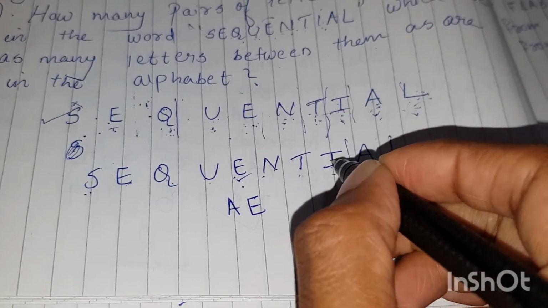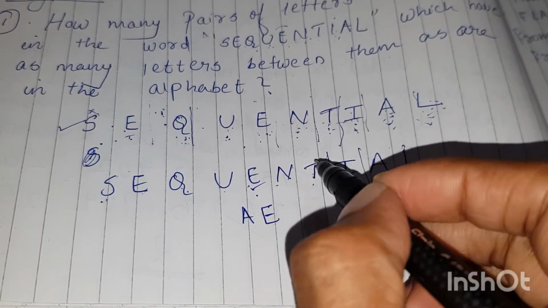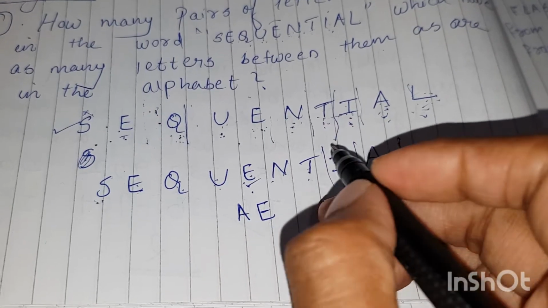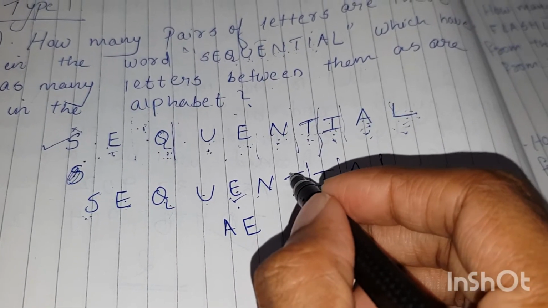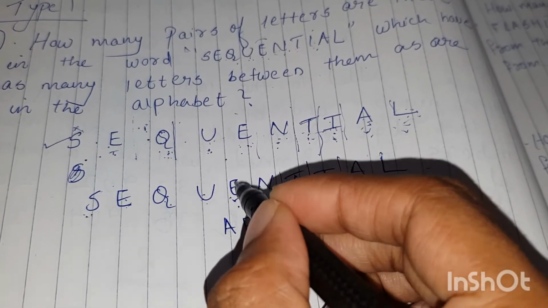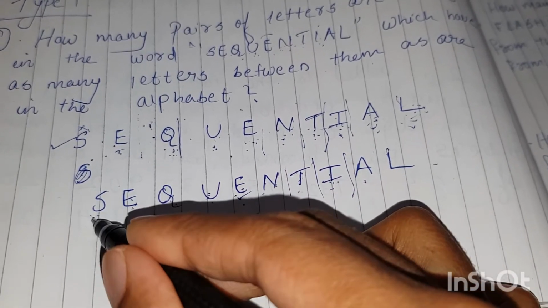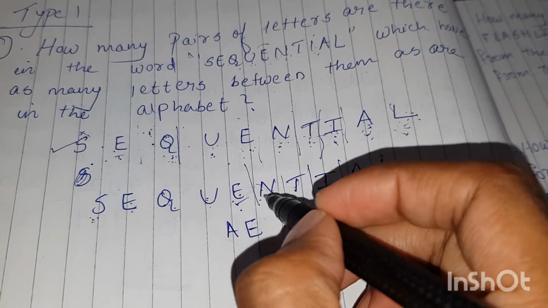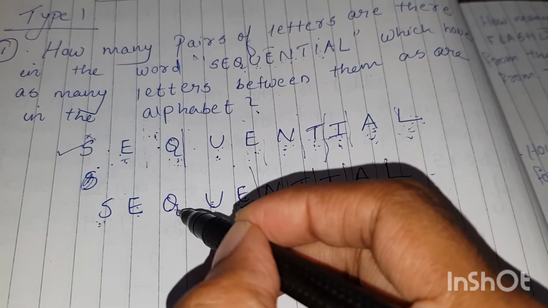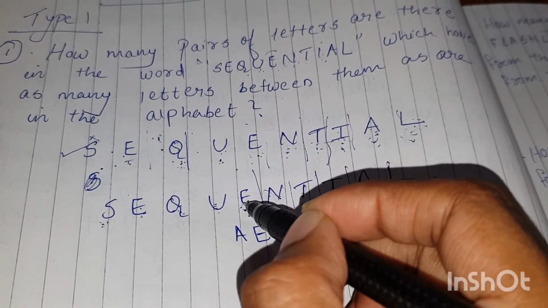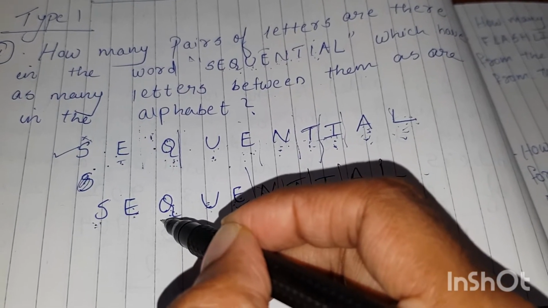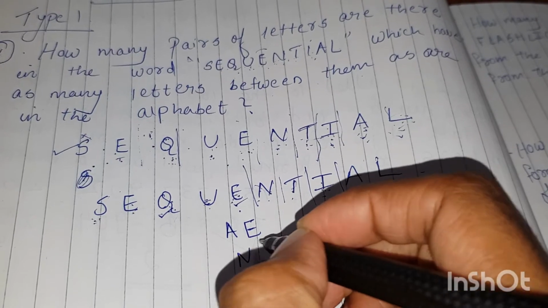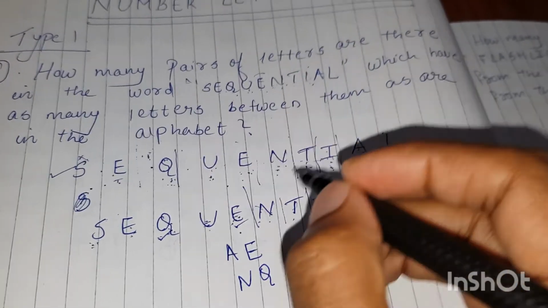Next letter is I. After I you have to count J, K, L, M, N, O, P. No letters. Then next letter is T. After T, U, V, W, X, Y, Z. No letters according to the English alphabetical order. Next letter is N. After N it is O, P, Q. So Q is there according to the alphabetical order. N, O, P, Q. So N, Q is the other answer.